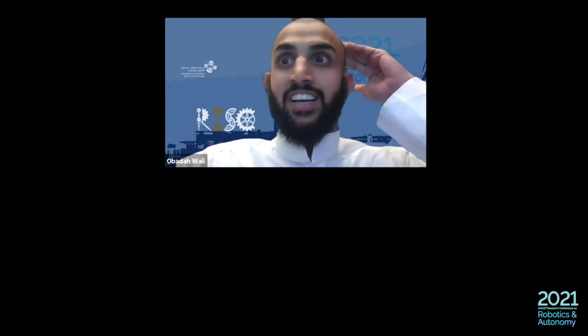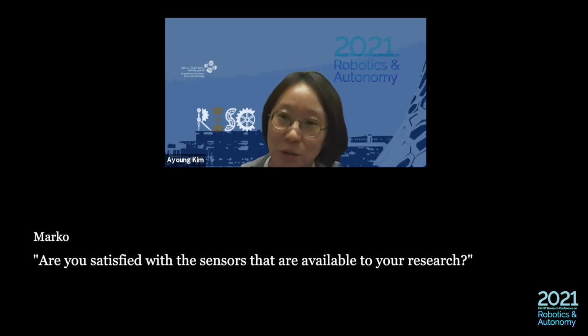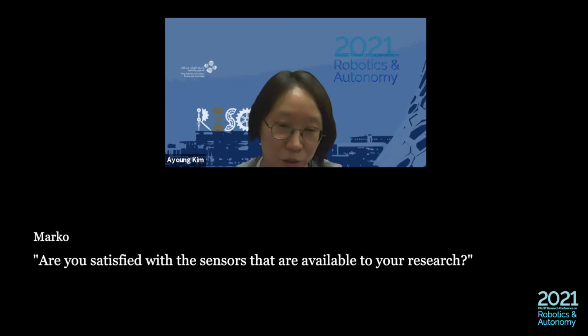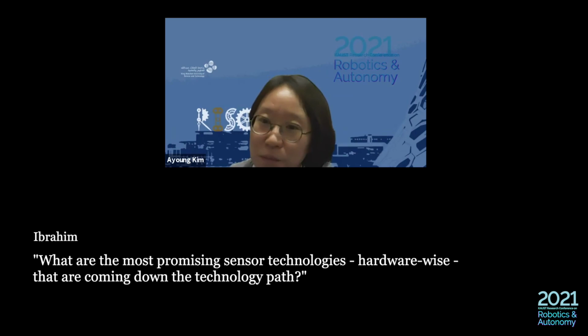Mostly I talked about cameras. I'm pretty happy with the camera sensors that I'm using recently. Later in this talk, I talked about how I'm planning to use a low light camera, so I'm trying to broaden the camera selection. But all of the results that I showed you use typical machine vision cameras. And what are the most promising sensor technologies hardware-wise? Where is the technology path heading?